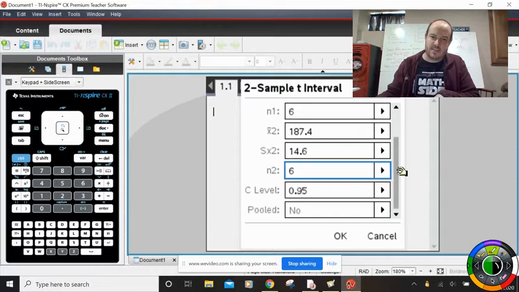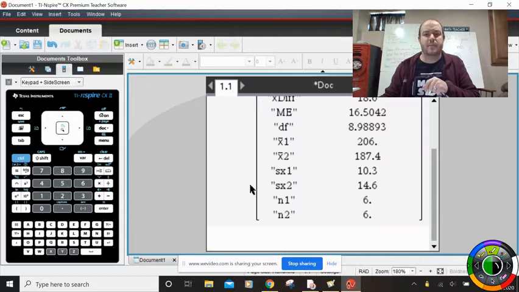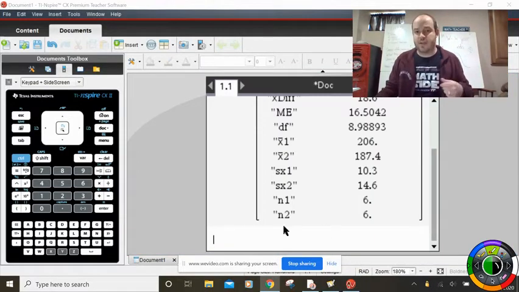Now, what other things does it ask for? It asks for the confidence level. We weren't given a confidence level to work with, so we're going to leave this as the default 95% confidence. And is our data pooled? We're going to leave this as no, and we're always going to leave it as no, and I'll go ahead and hit back on that at the very end of this video. So we'll go ahead and hit OK, and we'll get all of our data.